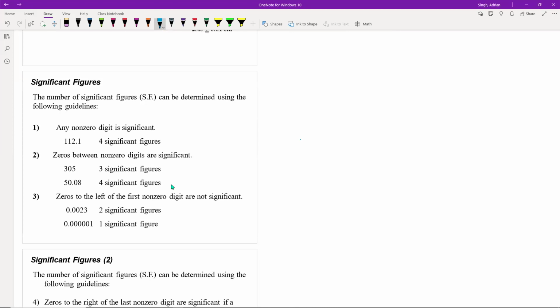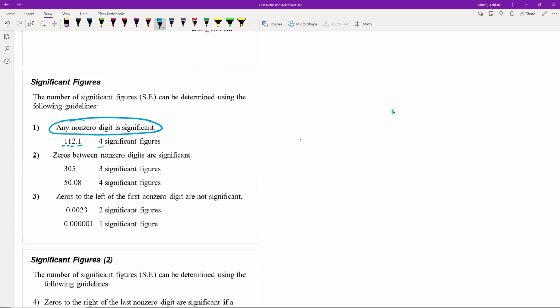In a particular measurement, the rules are, it's very easy to get confused with the rules, but they're actually really simple. Any digit that is not a zero is always going to be significant. So any non-zero digit in a measured number is significant. So 112.1, all of these are non-zero digits, so this has 4 sig figs.